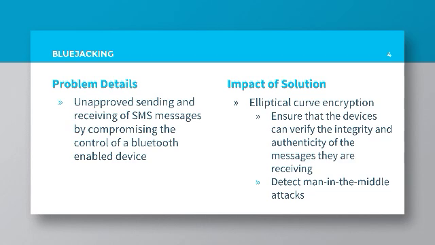Bluejacking is another attack that is very similar to blue snarfing, but it takes it a step further by sending and receiving SMS messages without the user's authorization. This can be prevented by using what's known as elliptic curve encryption to make it much harder for a malicious user to perform a man-in-the-middle attack, and it will allow for better verification of senders and receivers of messages.